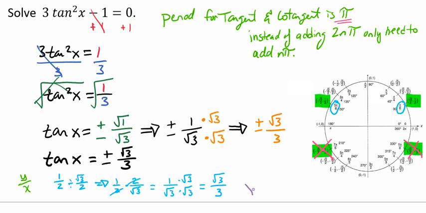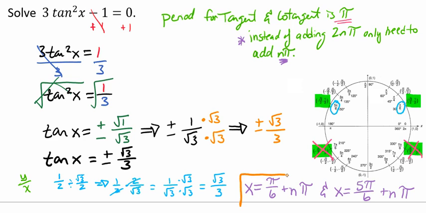So we'll say that x equals pi over 6 plus n pi, and that x equals 5 pi over 6 plus n pi. Because remember, we said that instead of adding 2n pi, we only needed to add n pi. And that is going to be the solution to our equation here.